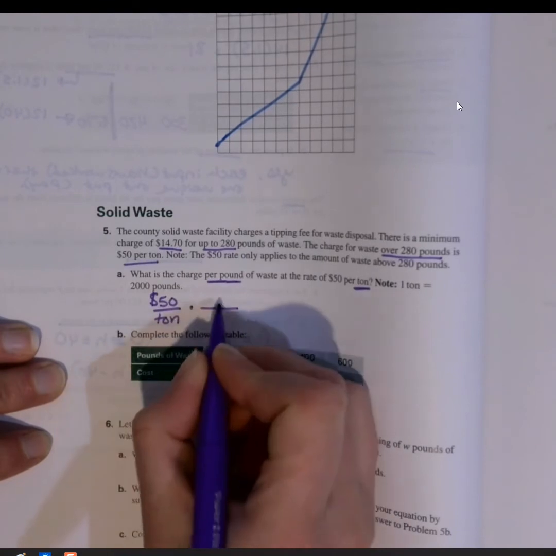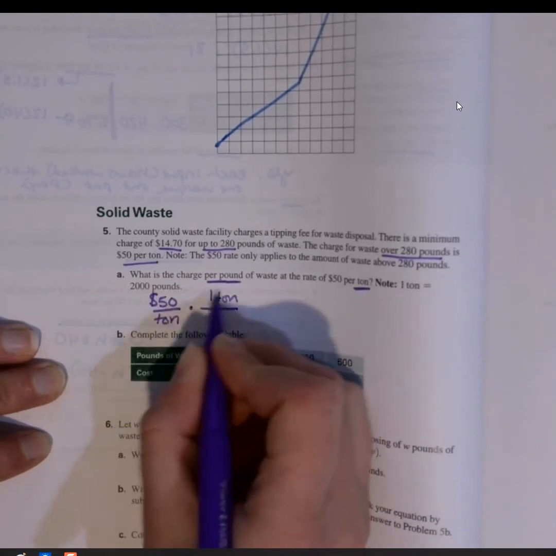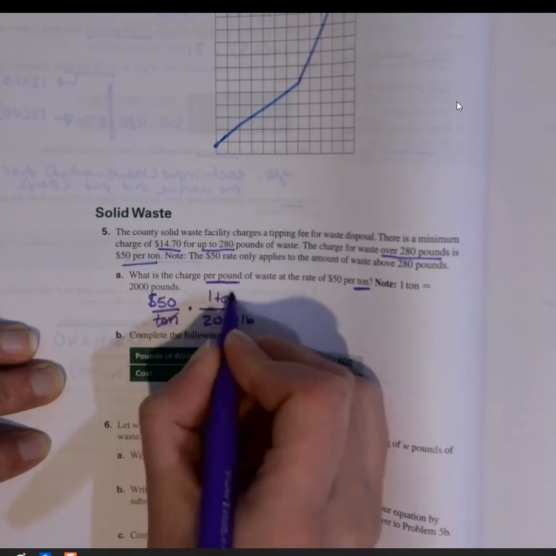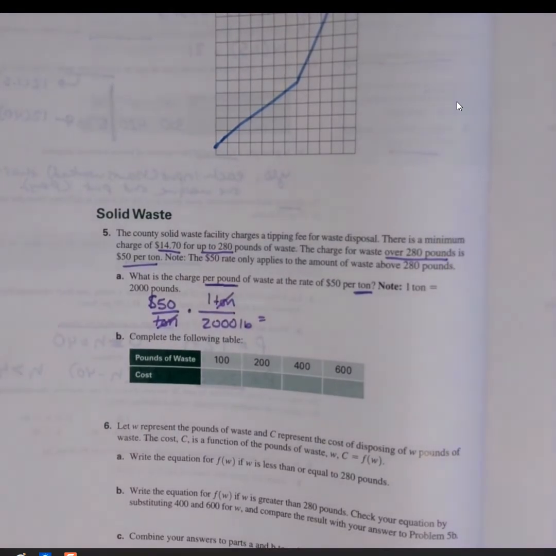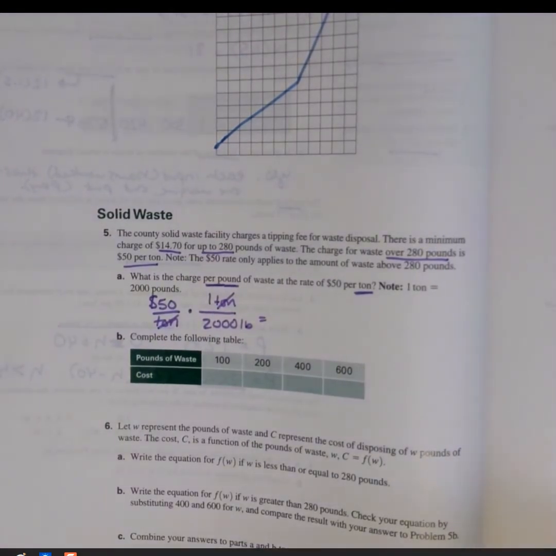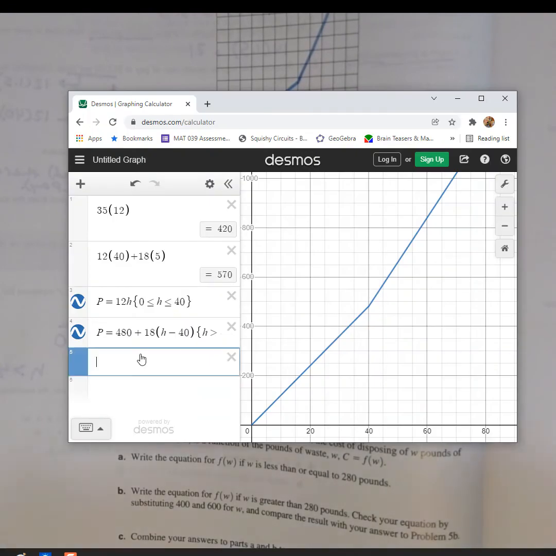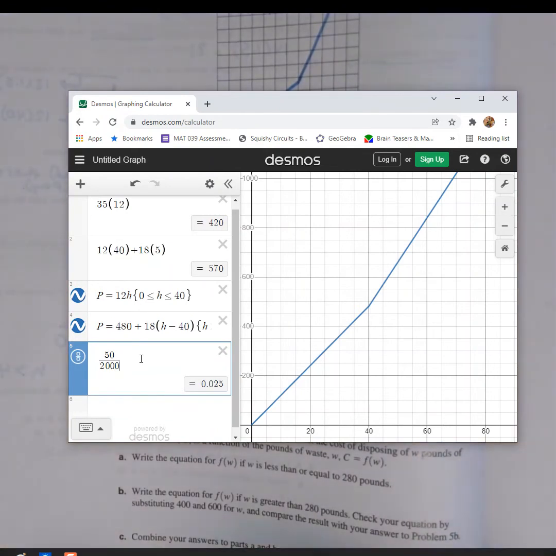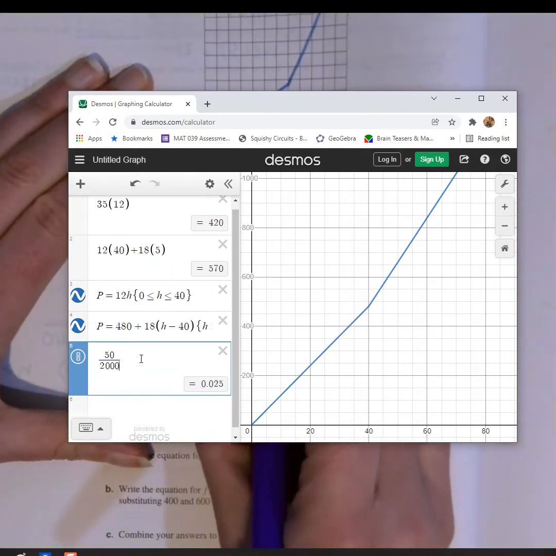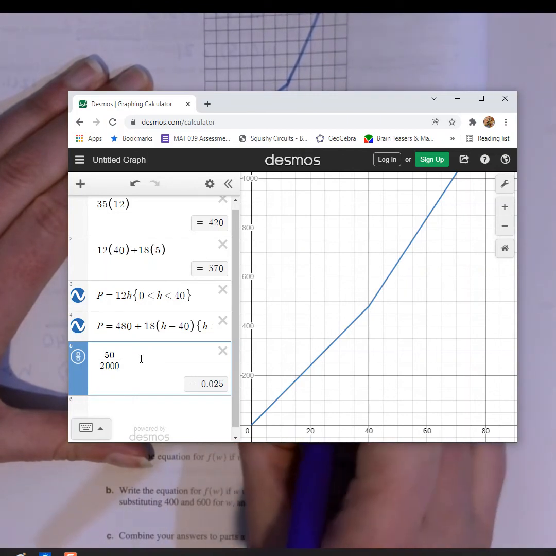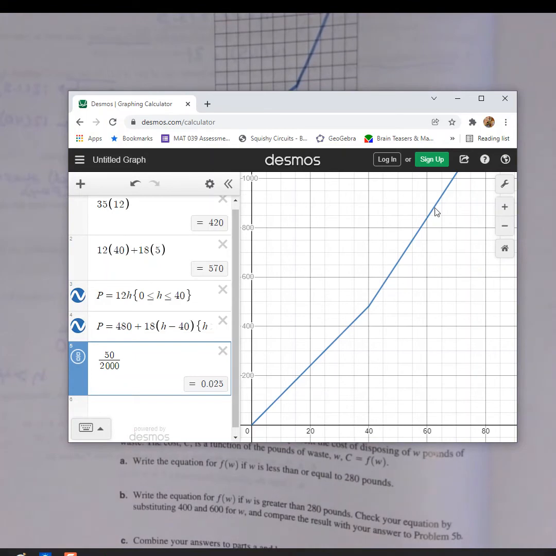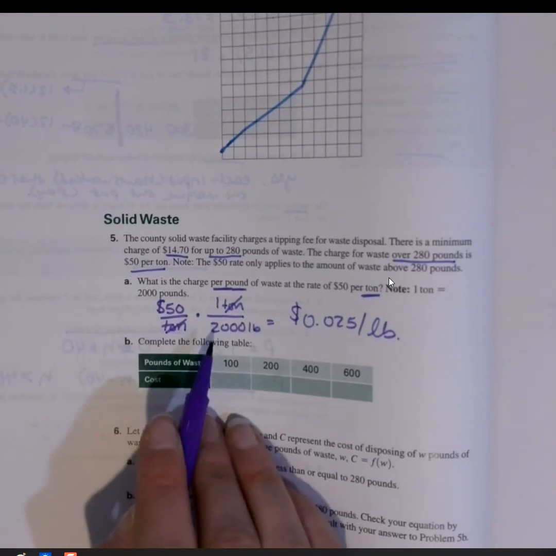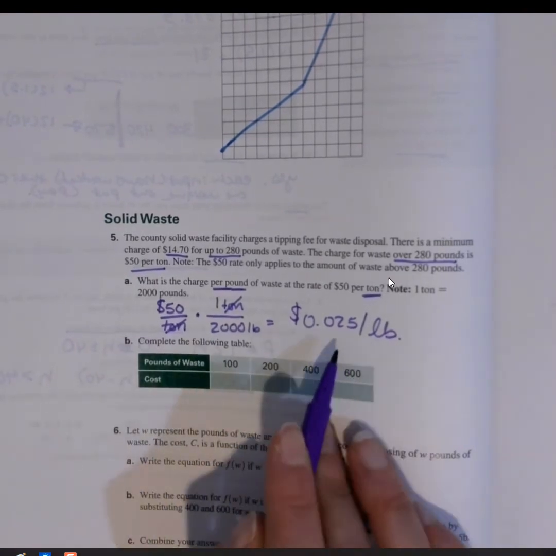And then 1 ton, we want these to cancel, so we want ton on top to cancel the ton on the bottom, is equal to 2,000 pounds. And if we cancel ton and I take 50 and divide it by 2,000 pounds, my units will be in dollars per pound. So I'm going to grab my decimals tool and do 50 divided by 2,000 to get 0.025 dollars per pound. So $50 divided by 2,000 pounds is $0.025 per pound, or 2.5 cents per pound.